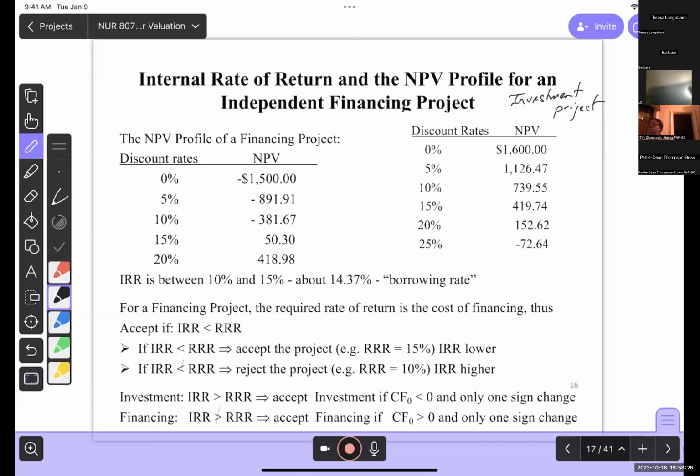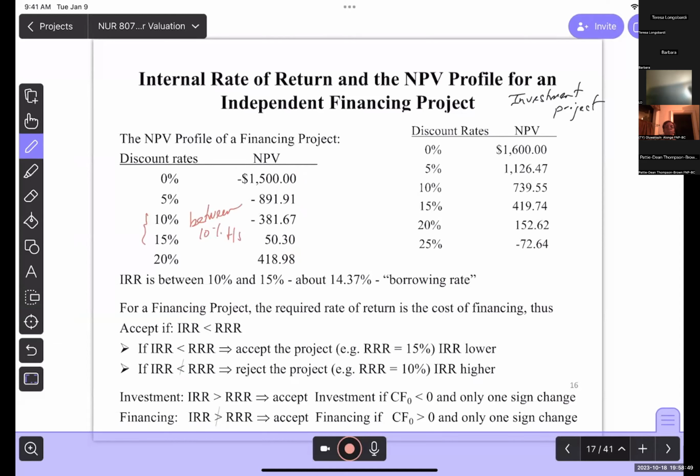And where will we find the IRR for this project? In here, the NPV crosses 0, so we expect to find it between 10% and 15%.